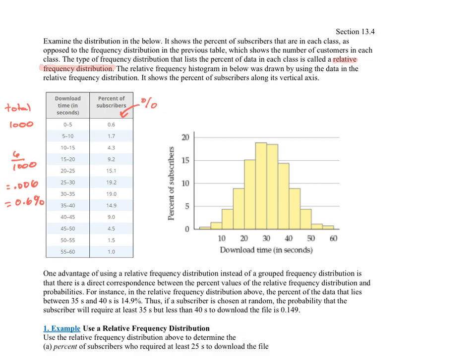It says the relative frequency distribution was drawn by using the data in the frequency distribution. It shows the percentage on the axis. So if you notice over here, now we're talking about the percent. We're no longer talking about the actual frequency. Again, I want you to notice the shape of this. We're still dealing with what we call a bell curve.